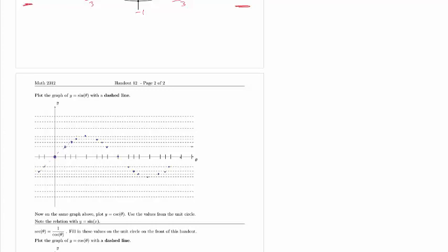And then let's go ahead and get our sine theta. We're doing this to make sure we understand the relationship between sine theta and cosecant theta. Alright, so let's take a look at everything. All the values of theta are the same as they were before.